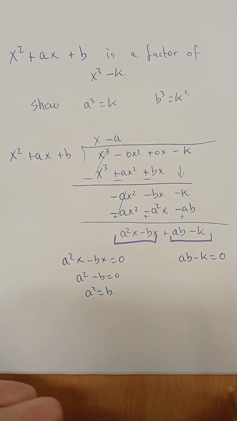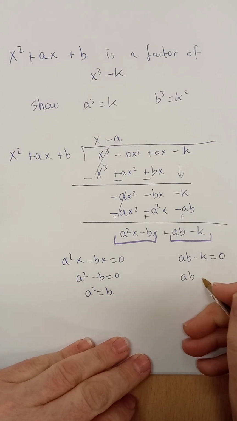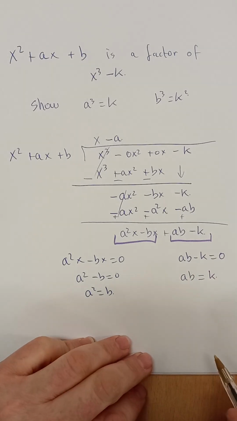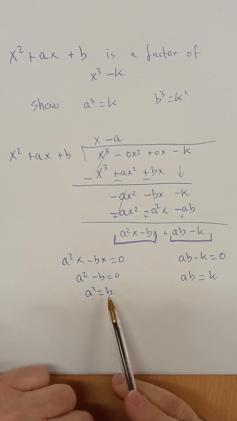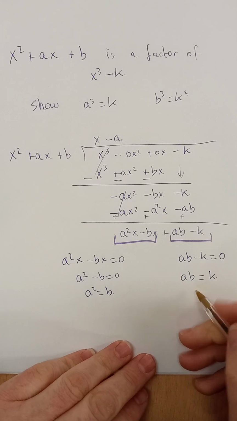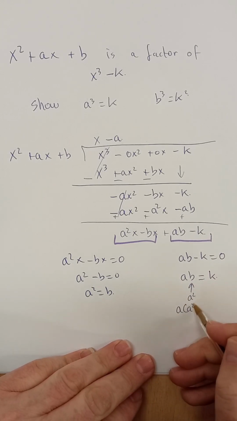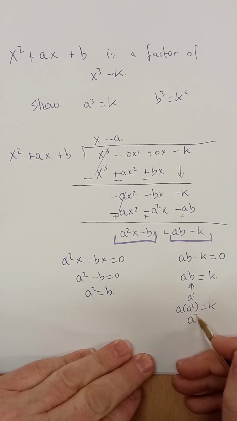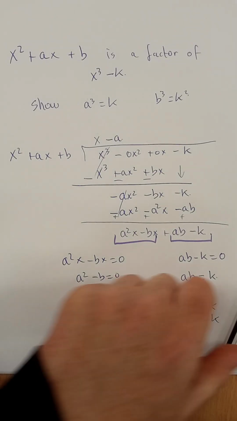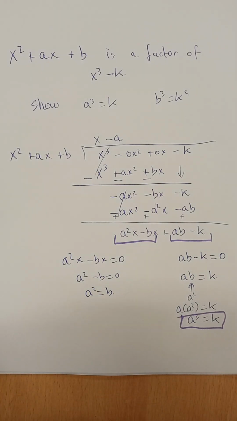Okay? And this side, I can just make ab, add k to both sides, is equal to k. Okay, so straight away I can see here, b is a squared. So if that's the case, I can put a squared there. So that's a times a squared is equal to k. That means a cubed is equal to k. And I think that solved one of my problems. Okay, so that has solved one of my problems.